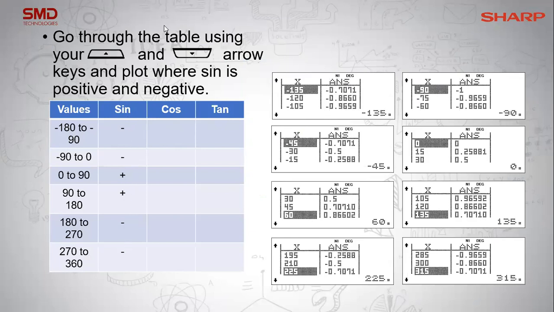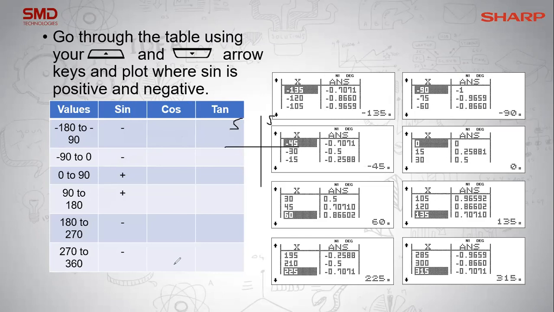So all I'm doing is filling in the signs. Once we've done filling in the signs, we can go look at the Cartesian plane and we can see, okay, sine is negative between negative 180 and negative 90. So sine is negative here. Sine is positive between 0 and 90, so I'm going to put a sign there. And sine is positive between 90 and 180. So sine is positive there.